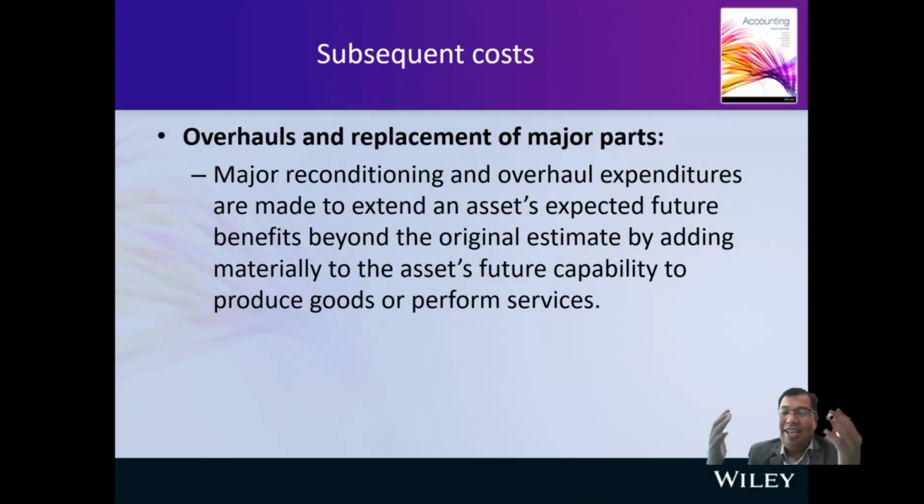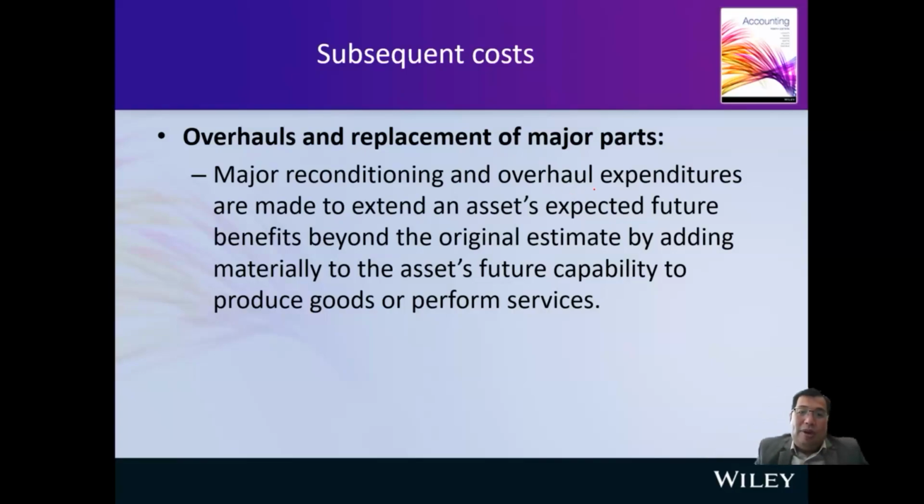So in that case, the cost of putting in the new engine, the V8 engine, 3.5 liter engine, will increase the capacity of the car, the useful life of the car. So that cost can be included as the cost of the asset. It goes to your balance sheet rather than the repair cost going to the income statement. So that is the difference.